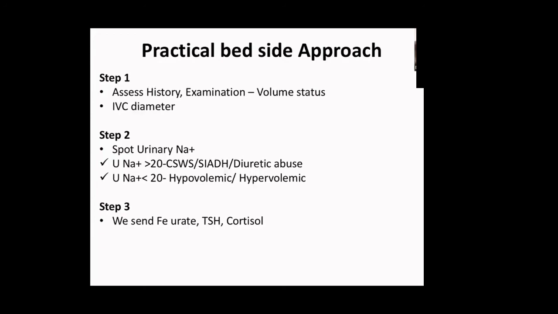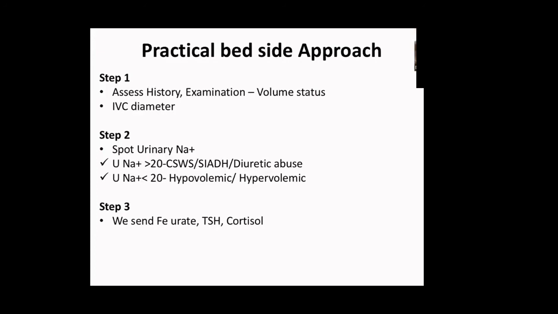Step 2, we get a spot urinary sodium in our ABG machine. If the urinary sodium is high, I am happy, it is SIADH. It could be salt wasting, or it could be diuretic abuse. If the patient is on diuretics, I know it is diuretic abuse. SIADH and salt wasting, we will discuss what we do.